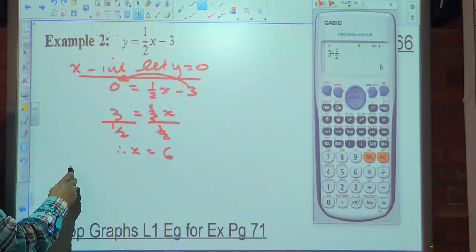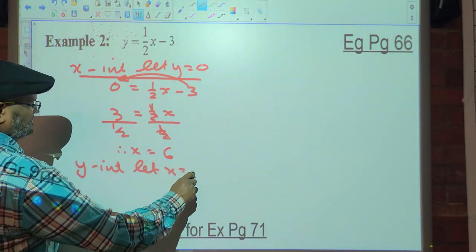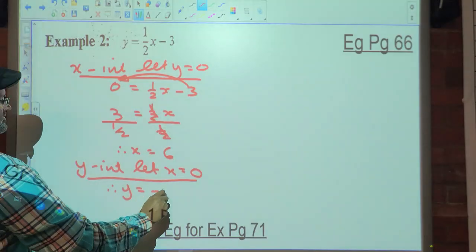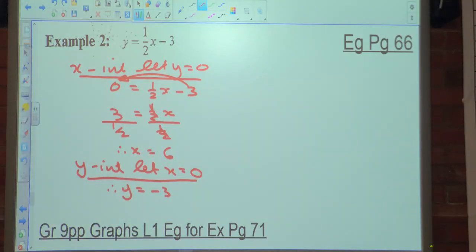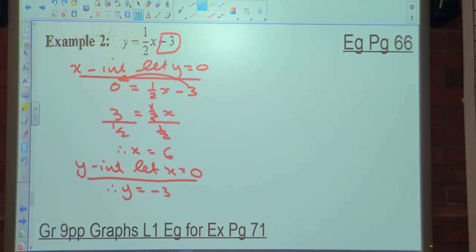So what do we do now? Y-intercept. What do you do for y-intercept? You let x equal to 0. Is that in standard form? Yes. So therefore y is equal to negative 3, which is this value here, your C value. Okay? So what do we do now?